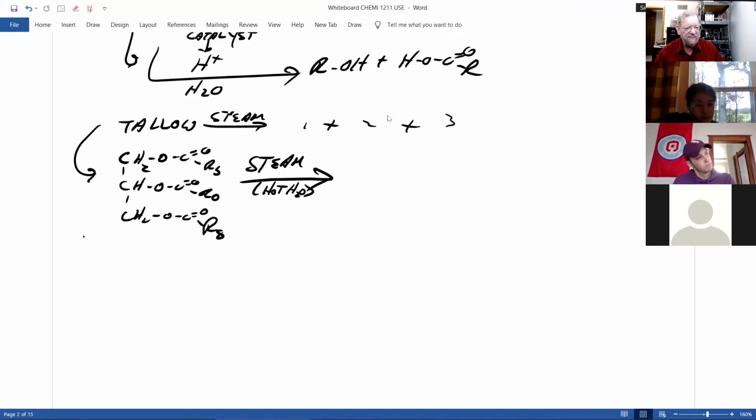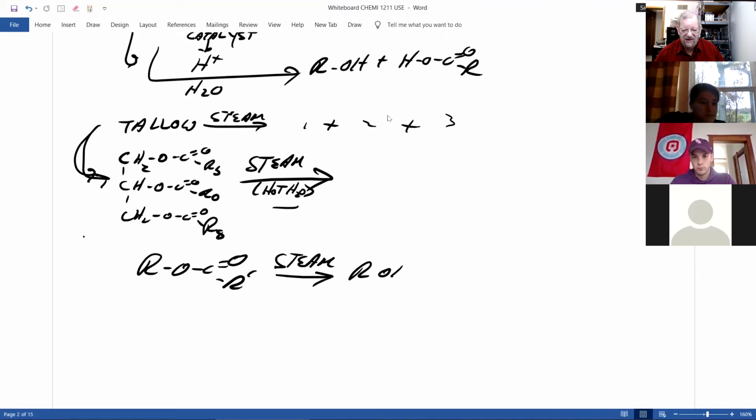Well, tallow is this designation that I'm using for this class. And really, it works quite well in real world situations when you think about that, which is why I'm teaching this to you. And what this really is is 3 esters. And as I showed you, with steam, which is hot water, you get the alcohol plus the carboxylic acid you would have used to make that ester. And therefore, we have our 3 esters.